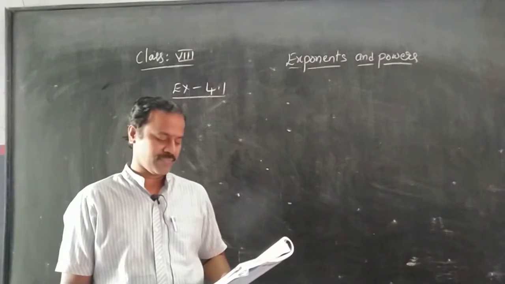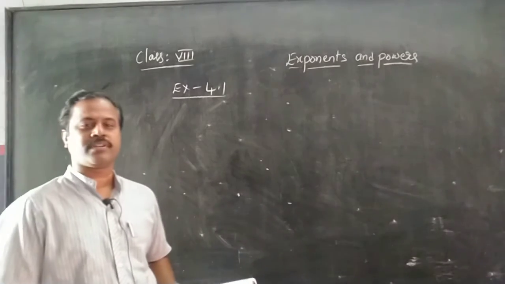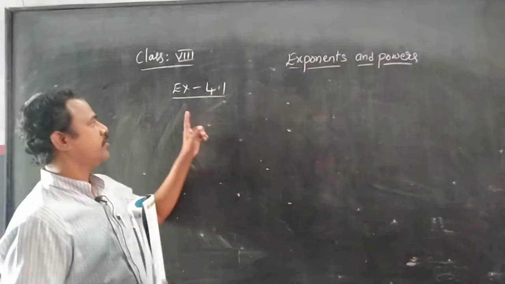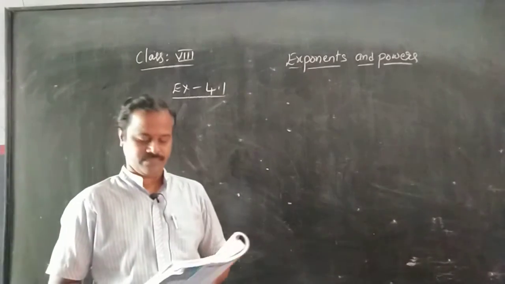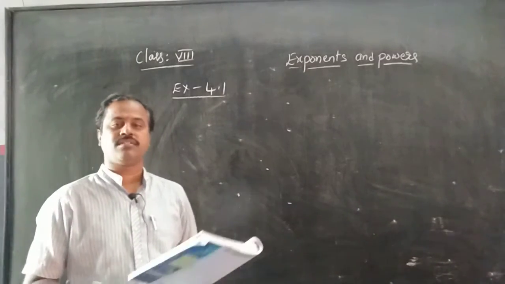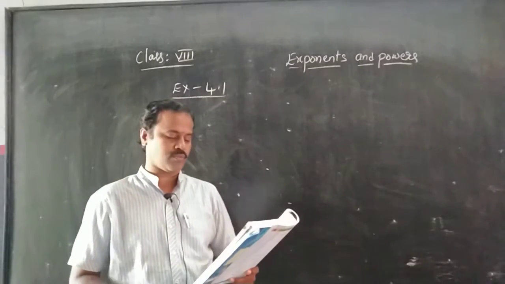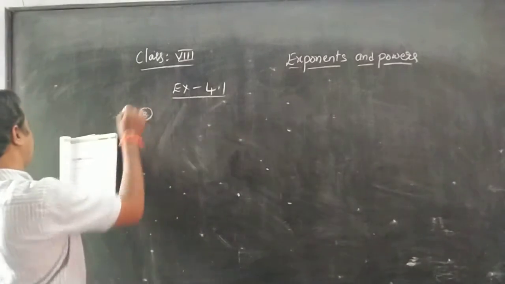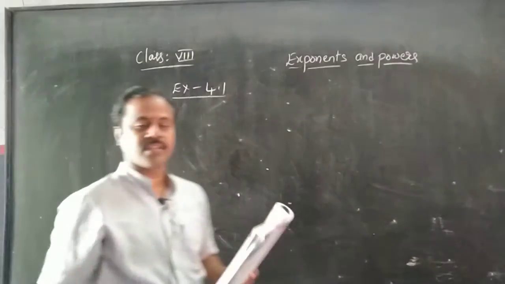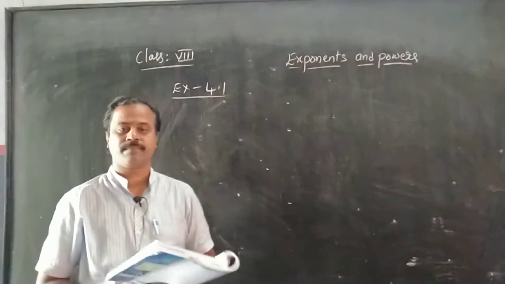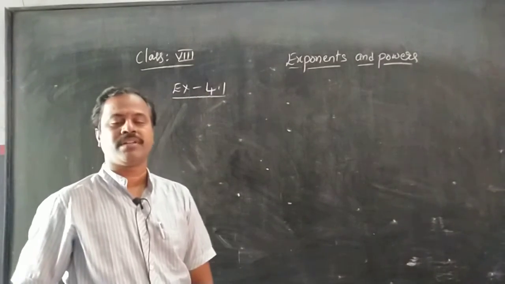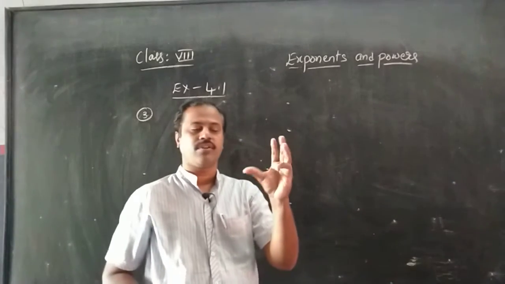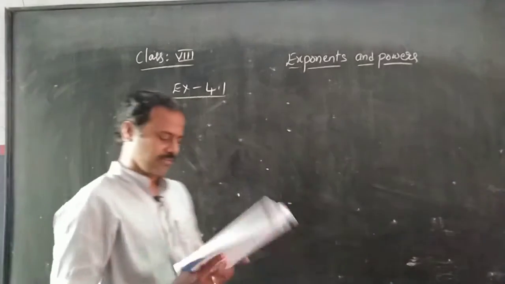Yes, very good, Nana. So we are discussing the topic exponents and powers, and we are in exercise 4.1. Here we discussed questions 1 and 2. Now we are to talk about the third question. What is the third question given to us? The heading is most important. It asks to simplify. So what does simplify mean? You have to make the larger value into a simpler value. Very good, Nana.